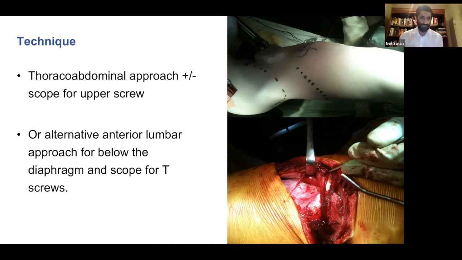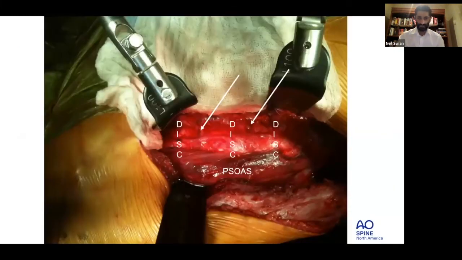You can do this without taking the diaphragm down. You can do a retroperitoneal approach and then make a small little window through the back of the diaphragm against the spine and hook up to a scope approach above. So there's more than one way to do this in terms of technique. When you get down, and this is a neuromuscular patient.